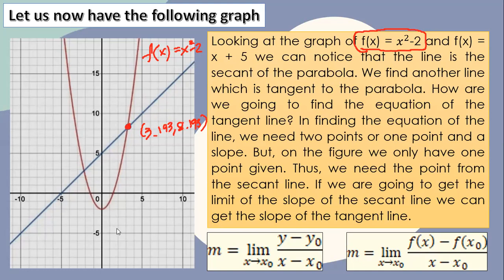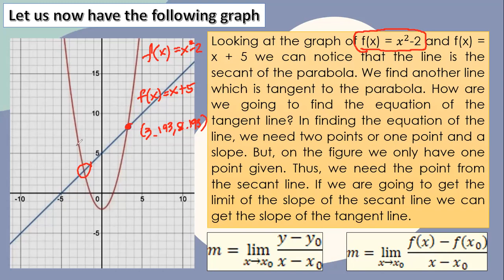f of x is equal to x plus 5. That line is f of x is equal to x plus 5. Okay? So yan po yung equation niya. Okay? And it passes through 2 points on our curve. So yung given na curve na point ko kanina on the parabola and another point on the parabola.